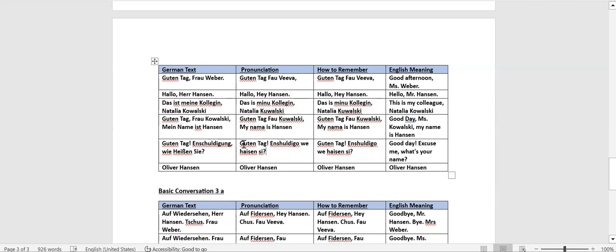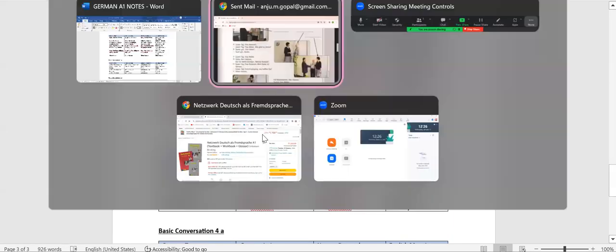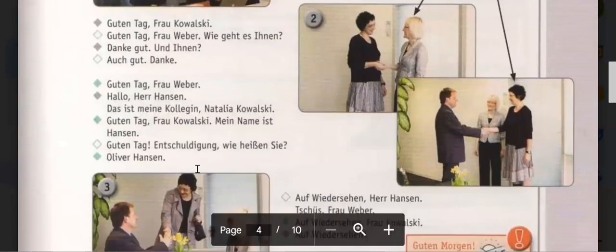Okay, so what are they saying here? Guten Tag, Entschuldigung, wie heißen Sie? Which means what's your name? So they get an answer, Oliver Hansen. In German also it's pronounced as Oliver Hansen. Okay, so let's look at this. Where did we reach? We reached till here in the textbook.